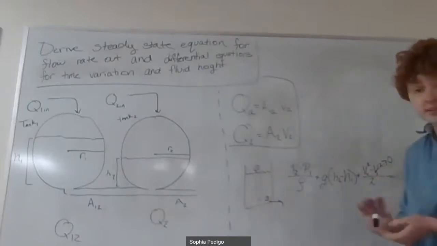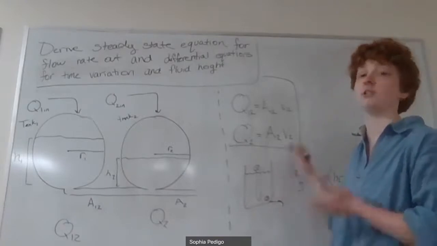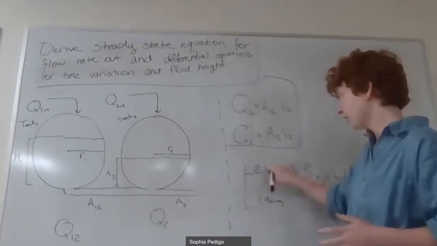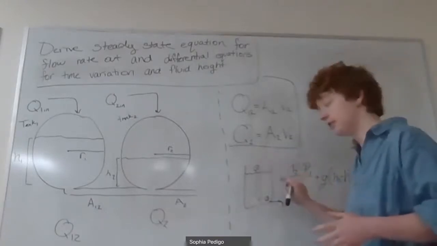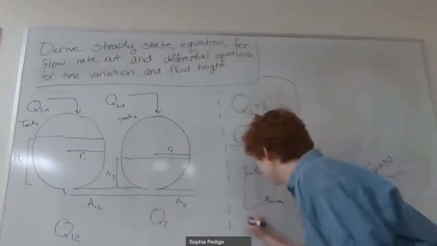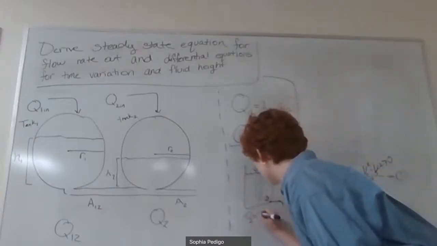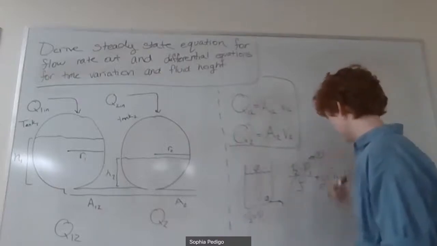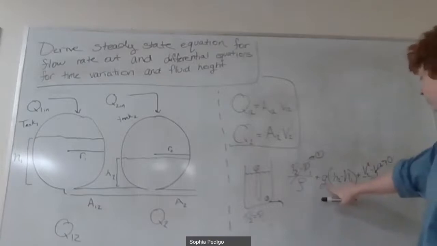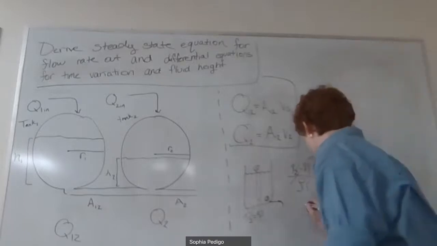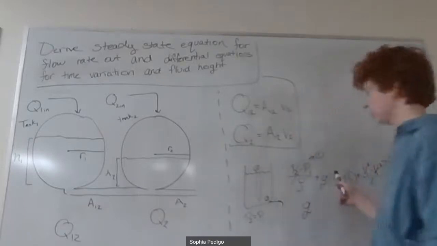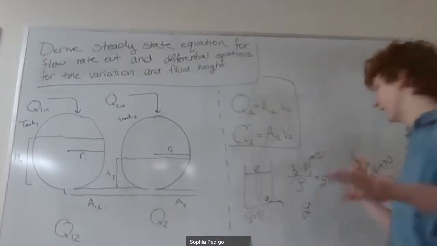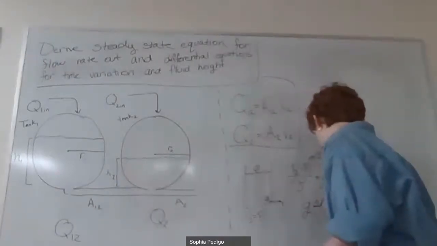Now, the important thing to note about this container is that it is open to the atmosphere. So the pressure at 1 is going to be equal to the pressure at 2. So P2 equals P1, which means this term cancels out here. What we're left with is the acceleration due to gravity multiplied by the change in height. I'm just going to call that delta H.